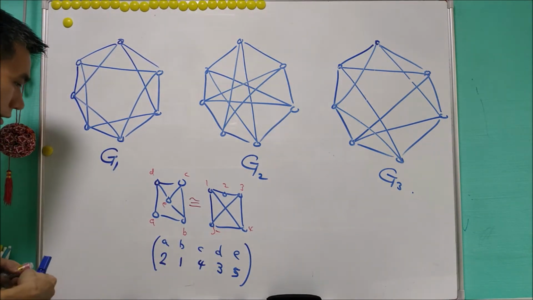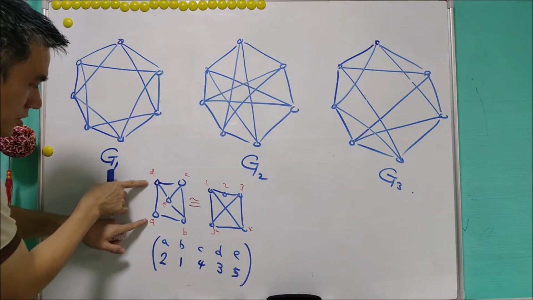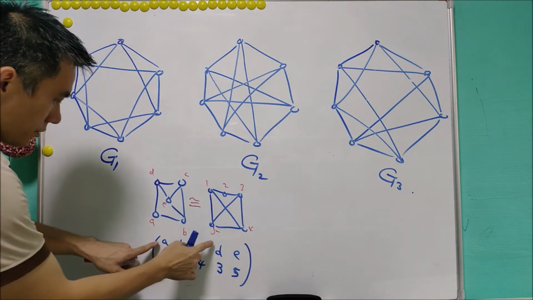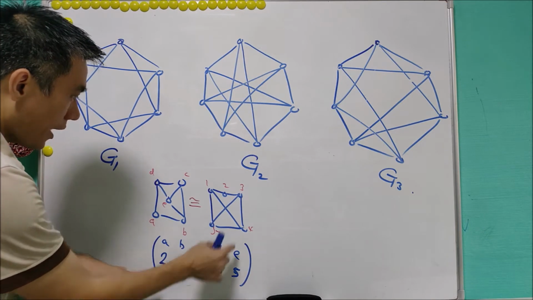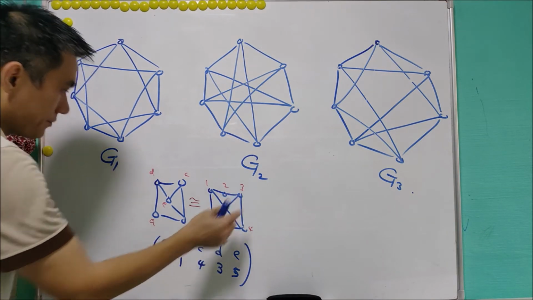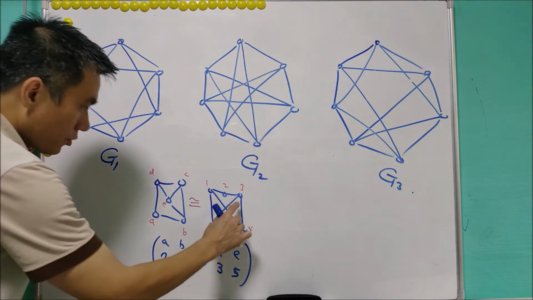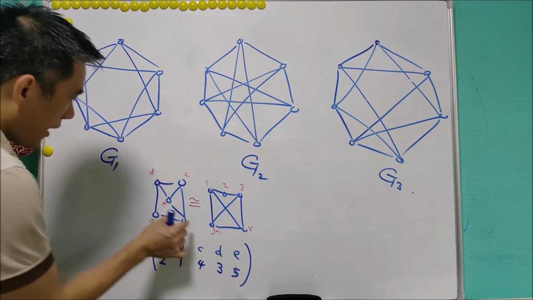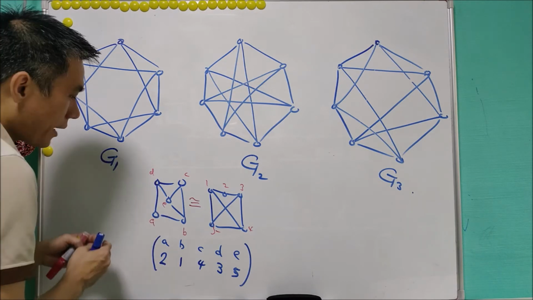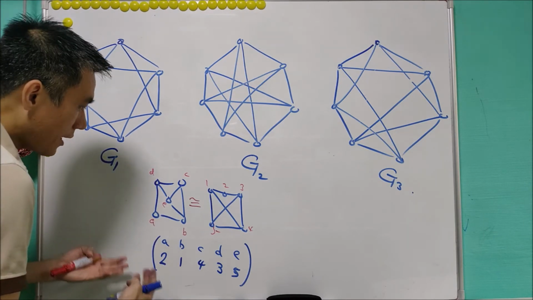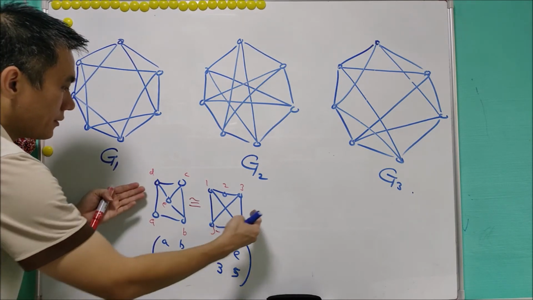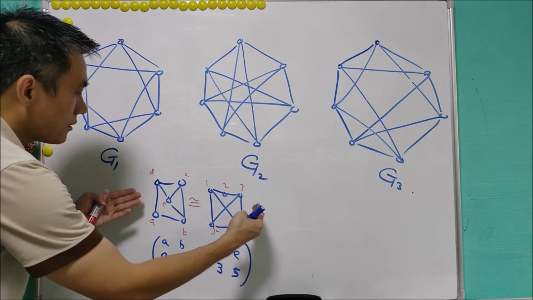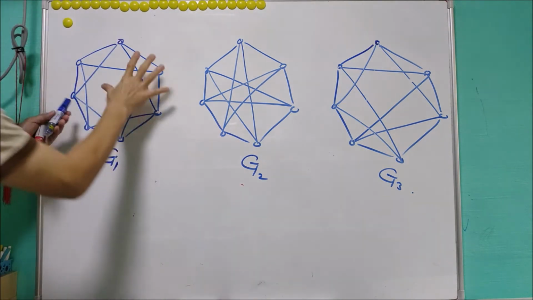We can check by saying, let's say A and D are adjacent in this graph. So correspondingly, 2 and 3 have to be adjacent in the other graph. Or 3 and 5 are adjacent here, so D and E have to be adjacent also. By giving an isomorphism, we are able to show that these two graphs indeed are isomorphic. So back to this question.